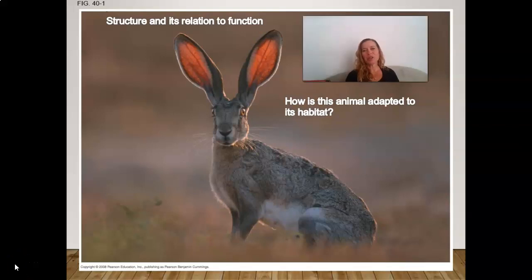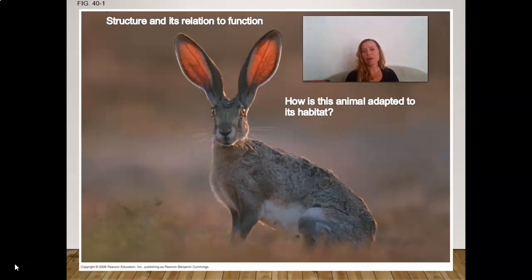Hi, kiddos. So far we've talked about evolution. We've talked about the evolution of plants on land. We've talked about the different systems that they've evolved to be able to better survive on land. We've talked a little bit about how they respond to their environment. Now we're going to start talking about animals.